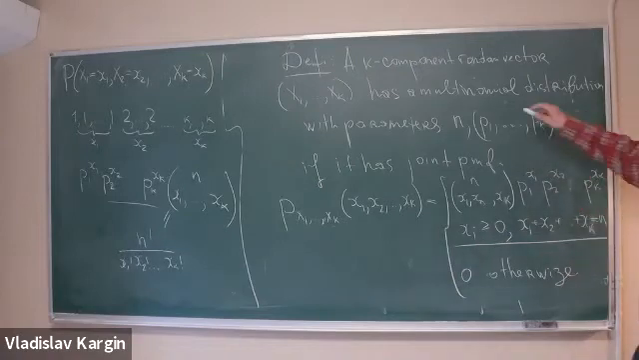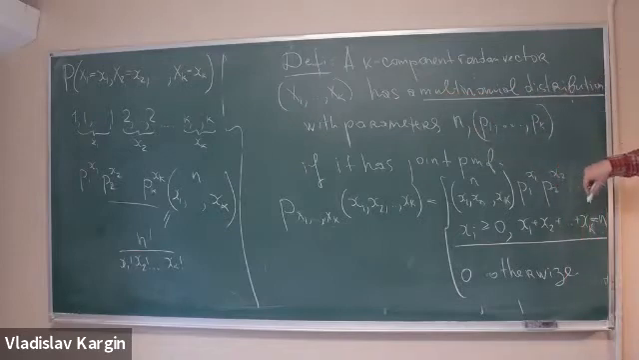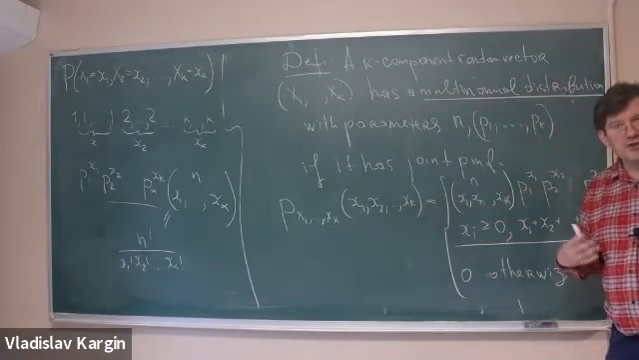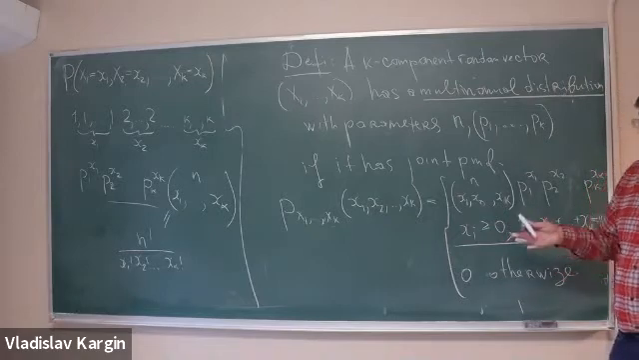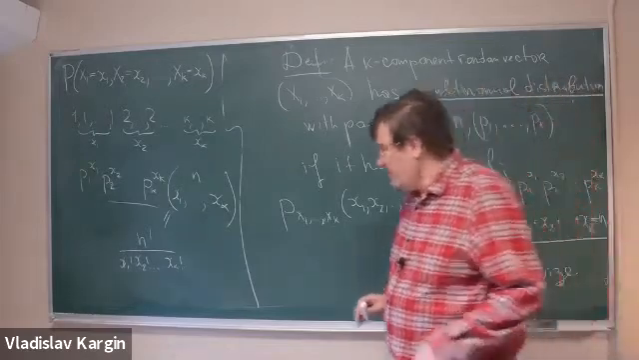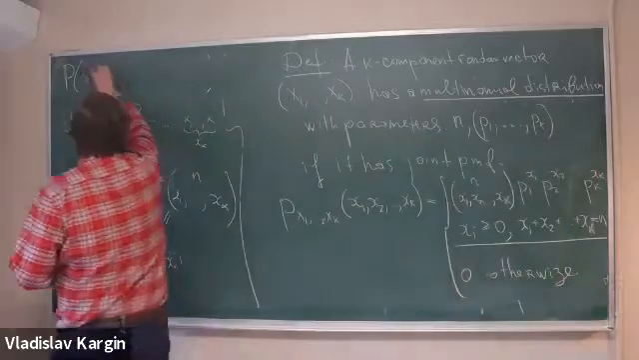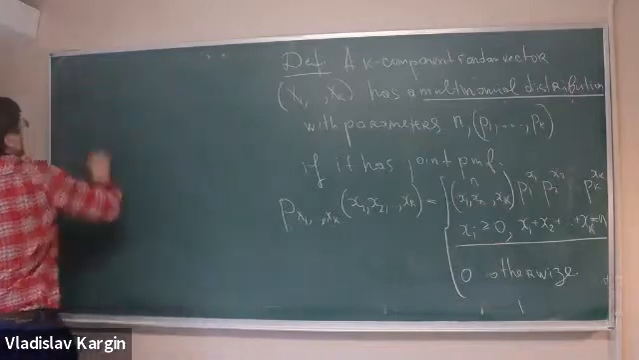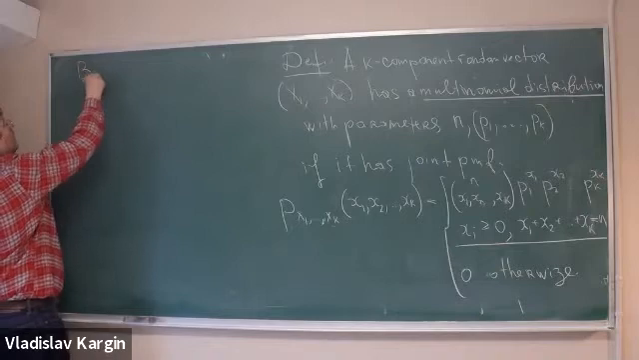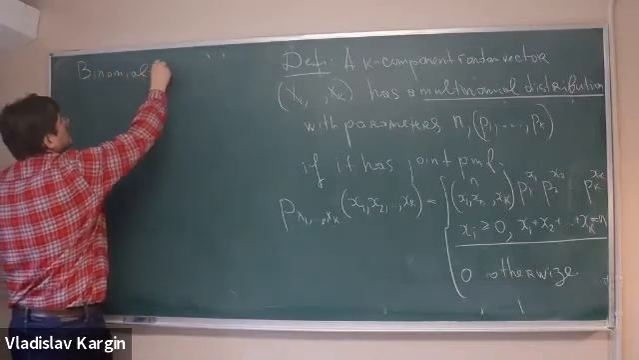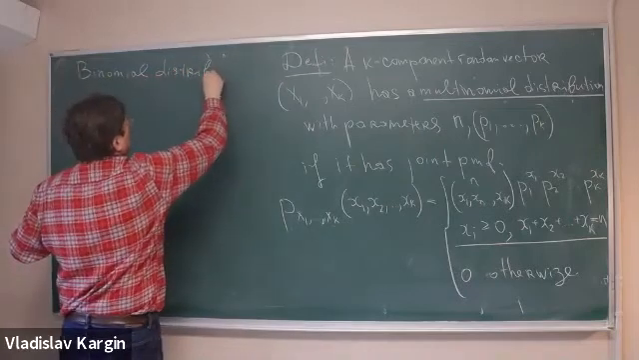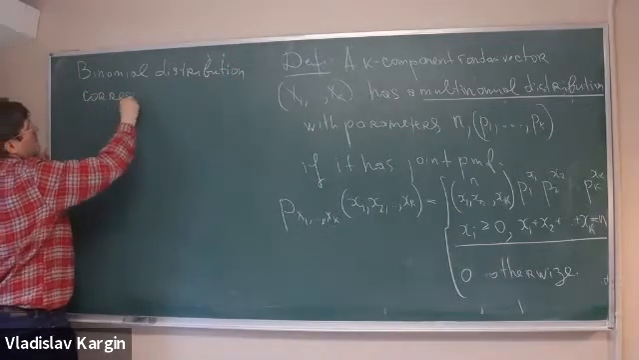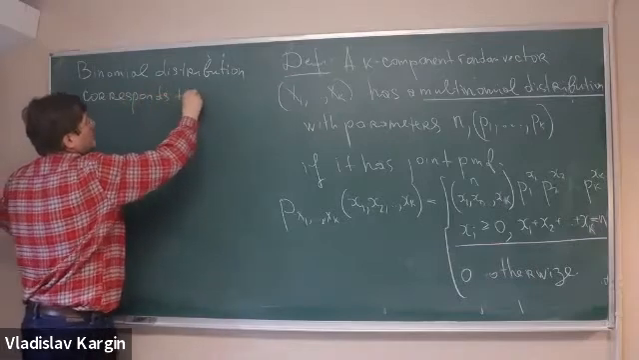This is the definition of a multinomial distribution, defined by a joint PMF. It is also a generalization of the binomial. So let us see how it is connected with the binomial distribution. The binomial distribution corresponds to k equal to 2.